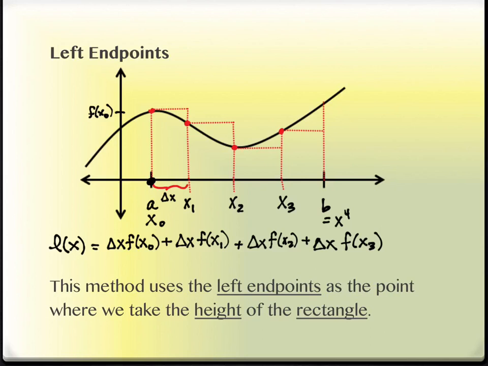But look at this. Every term has a multiplication factor in common, right? So what we could do instead is we could write this as delta x in front, and then we have f of x0 plus f of x1 plus f of x2 plus f of x3.